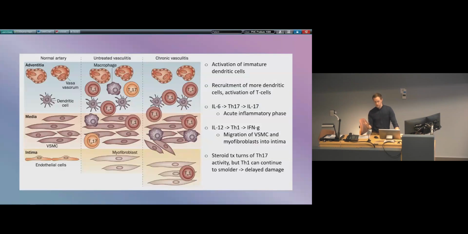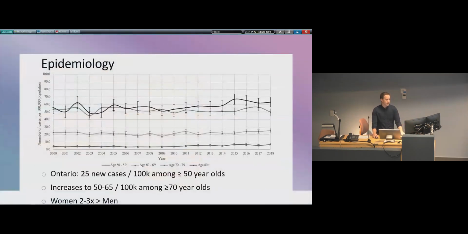And steroids, which are the mainstay of treatment, are very effective at turning off the hyperinflammatory picture, which is why these patients often improve quickly with high-dose steroid. But we are not as effective at turning off the T1 cells, which essentially can lead to gradual, smoldering, delayed damage over time. Who's getting this condition?